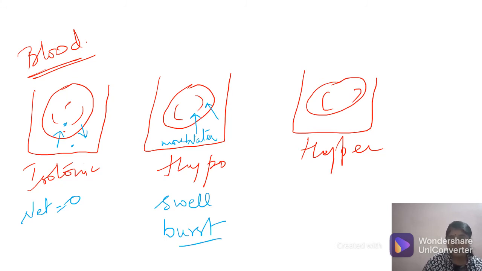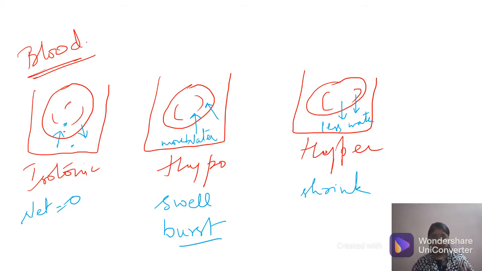And in your hypertonic solution, hyper means less water. Less water means that from inside the cells, water will come outside, and therefore what will happen? It will shrink. The cells will shrink.